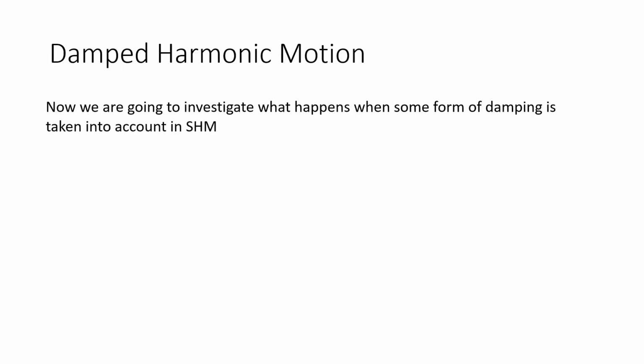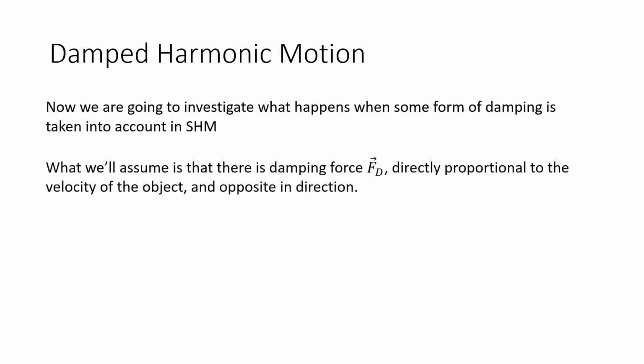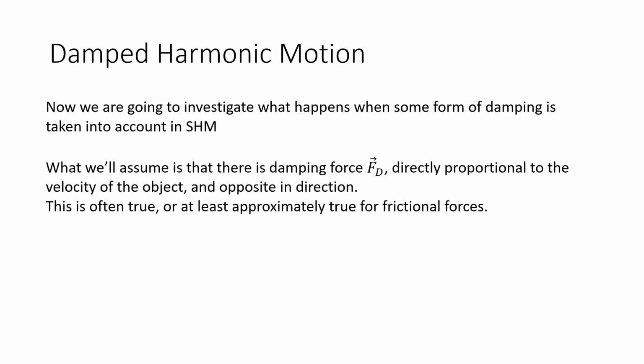to allow for damping. And we will do this by assuming that there is a damping force directly proportional to the velocity of the object, only opposite in direction. So the faster the object is moving, the bigger the force. And this is something that is often true, though not always, or at least approximately true for frictional forces.